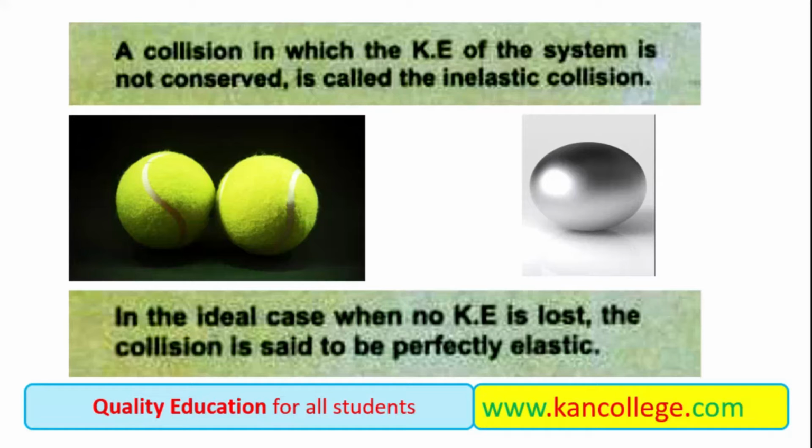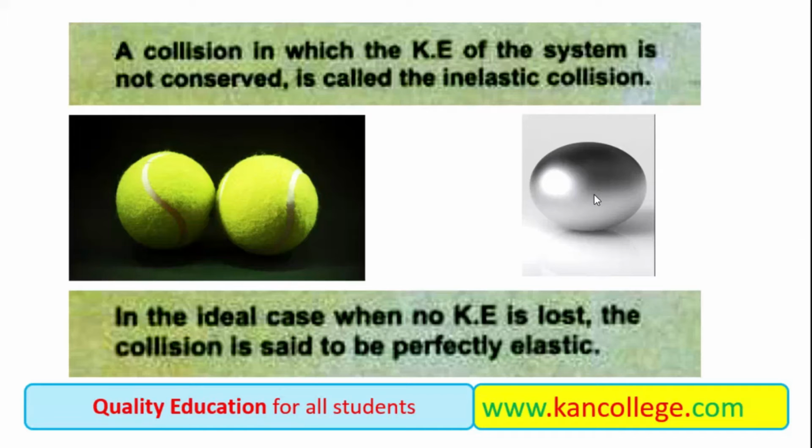The atoms of the materials of the ball get deformed, and due to the friction of the atoms' movement, a loss of energy occurs during this collision. So this collision is an inelastic collision, while in the ideal case when no kinetic energy is lost, the collision is said to be perfectly elastic.